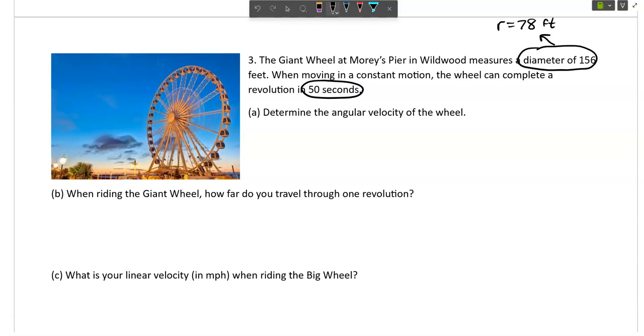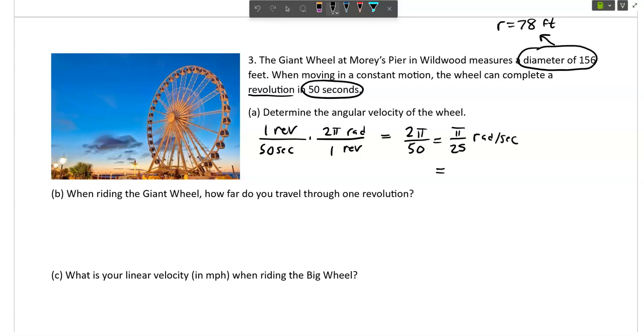So let's start with the idea that we are technically given our revolutions per second. 1 revolution takes 50 seconds. But I want to convert this to radians. So we're going to put that revolution and radian conversion here. 1 revolution is 2 pi radians. And so this is going to give me 2 pi over 50, which simplifies, by the way, to pi over 25 radians per second. Now we can leave that precise answer and use it later in our problem. But as a decimal, I got 0.125 radians per second. So this is going to be how much the wheel is spinning every second, radian-wise, degree-wise, angle-wise, whatever you want to look at.